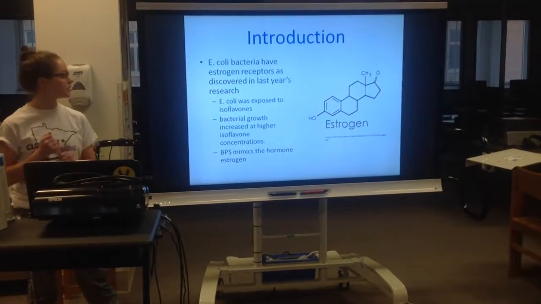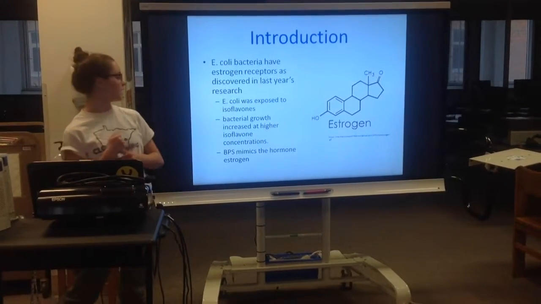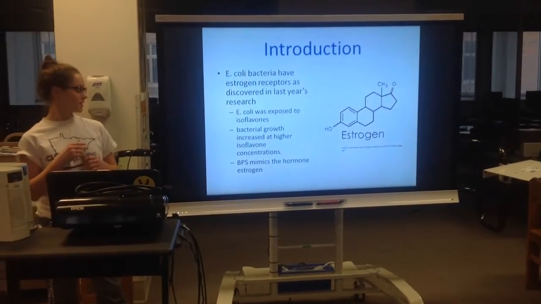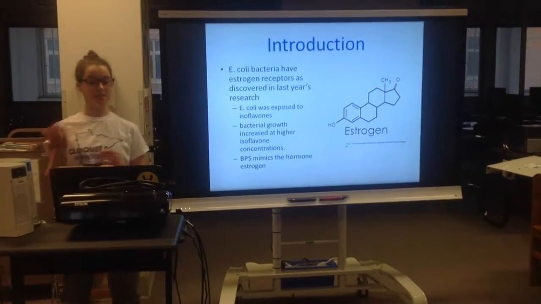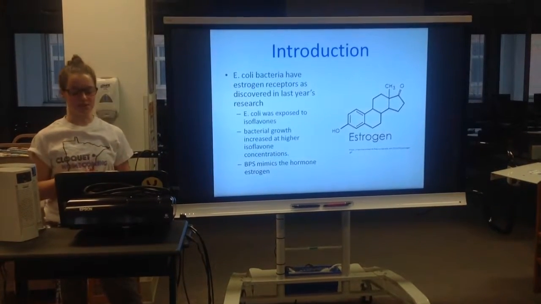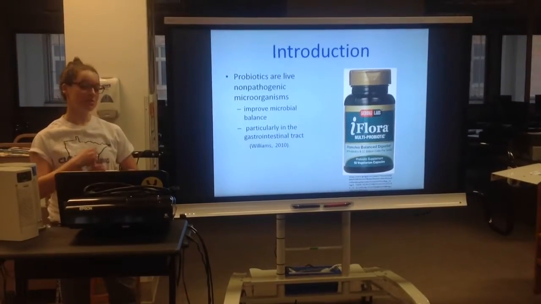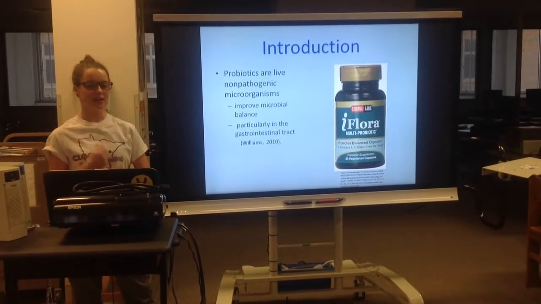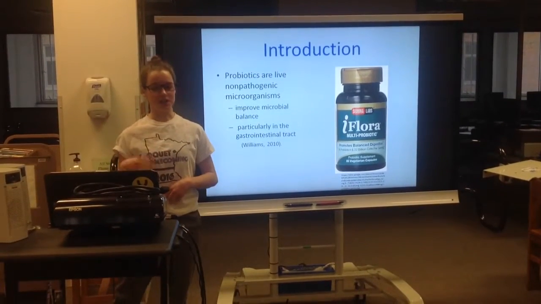E. coli bacteria's estrogen receptors were discovered in last year's project. E. coli was exposed to isoflavones to find this out. Bacterial growth increases at higher isoflavone concentrations, so BPS mimics the hormone estrogen. So the reason we use this is because of the relationship between the two. This year we added probiotics to get an overall better understanding of the gut GI tract, because probiotics are also in your intestinal tract as well as E. coli.